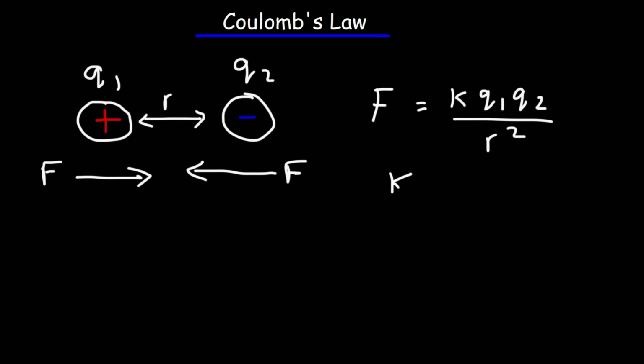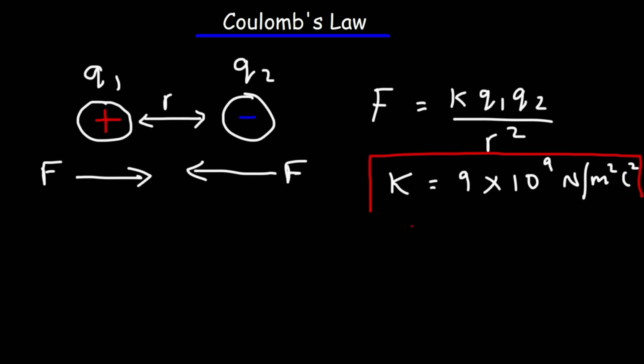The proportionality constant K is equal to 9 times 10 to the 9 newtons times square meters per square coulombs. So make sure you know this value because we're going to use it when we're solving problems.